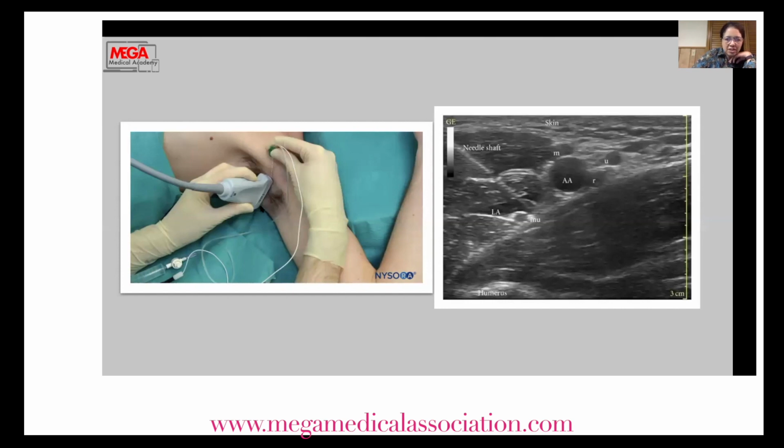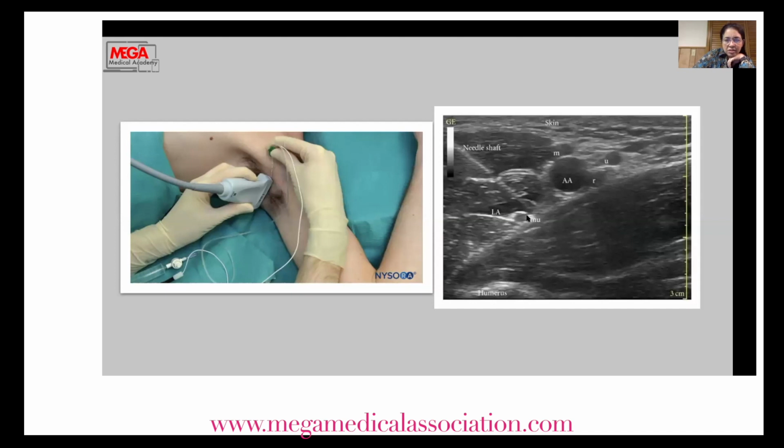So you put the ultrasound here, you look for the axillary artery, and when you find the axillary artery, the nerves are distributed around it. So this is the lateral side. You have the median nerve usually on top of the artery, and the radial nerve is below the artery, and the ulnar nerve is usually on the medial side of the artery. There are variations also. It's better to see the medications surrounding the artery.